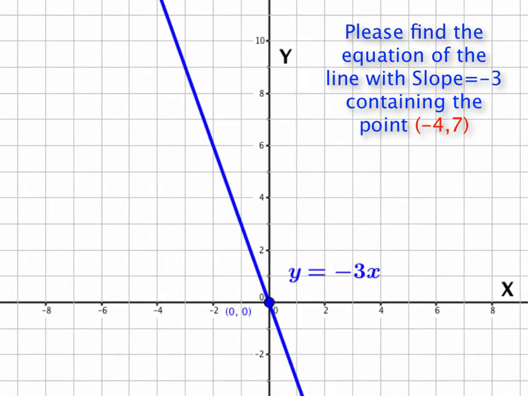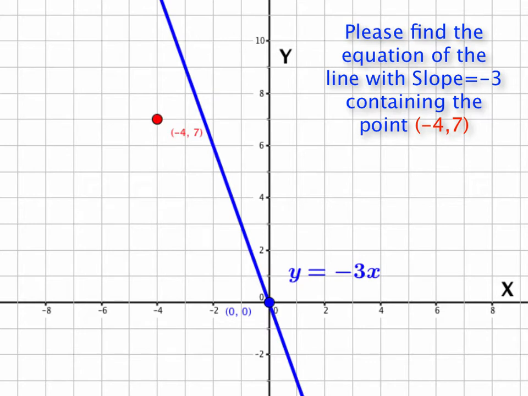Now let's find the equation whose graph will be a line with the slope -3, but now containing the point -4, 7. Of course, if all we needed to do is have it go through the point 0, 0, we'd be home free. The equation would be y equals -3x. But now we needed to go through the point -4, 7.